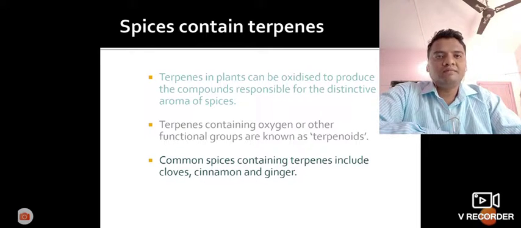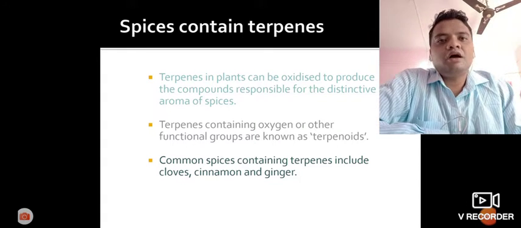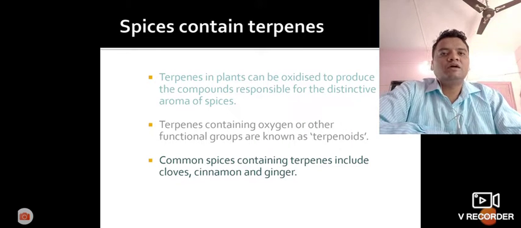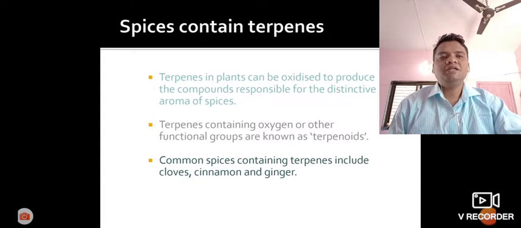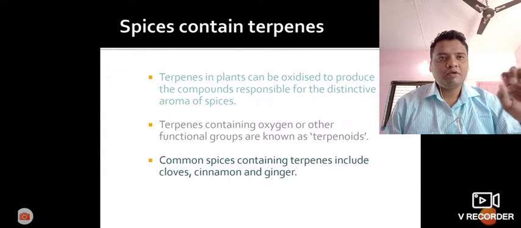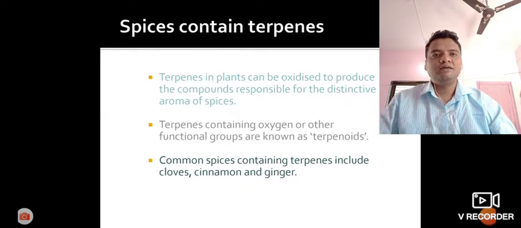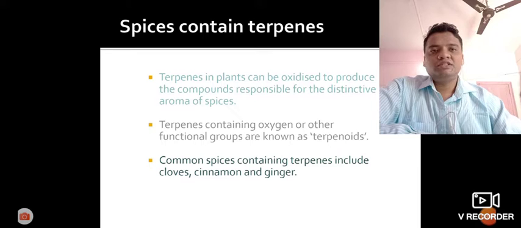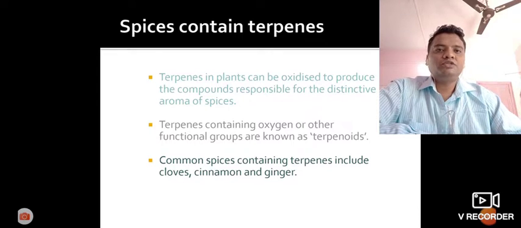Terpenes in plants can be oxidized to produce the compound responsible for the disinfectant or aroma of the spices. Terpenes containing oxygen or other functional groups are known as terpenoids. Generally, a terpene consists of a number of carbon atoms, which may be 5, 10, 15 or like that. And if along with carbon and hydrogen it contains oxygen, then we call it a terpenoid. That may be an aldehyde or a ketone.